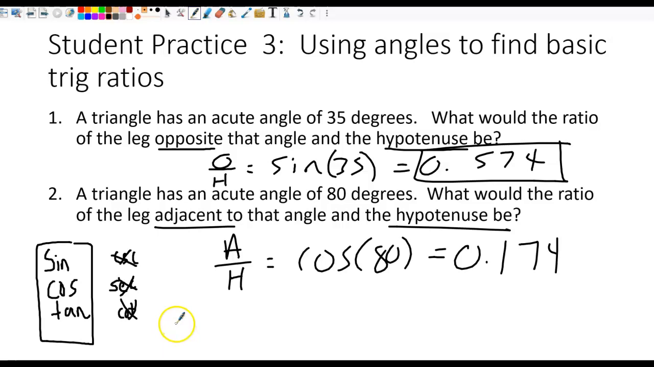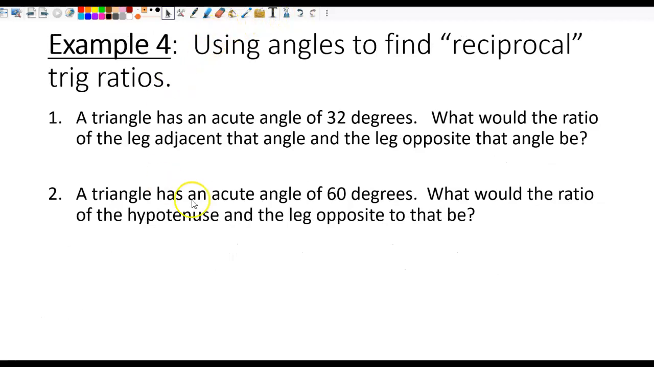Okay, what's important to remember here though is that if you want to find these on a calculator, just remember it's the reciprocal of sine. So in example 4, we're going to be finding these reciprocal ratios, but before we do, let's write an important note down. So let me show you.